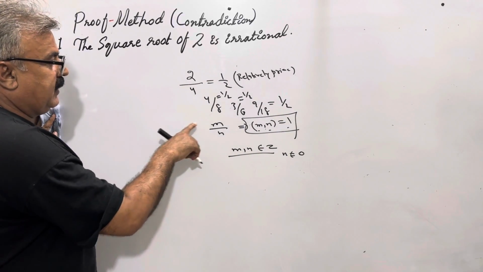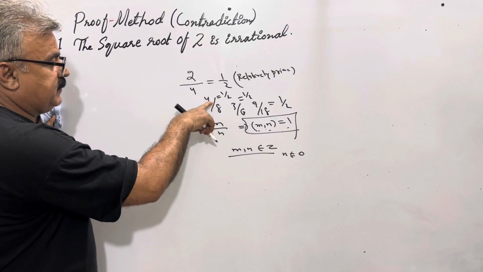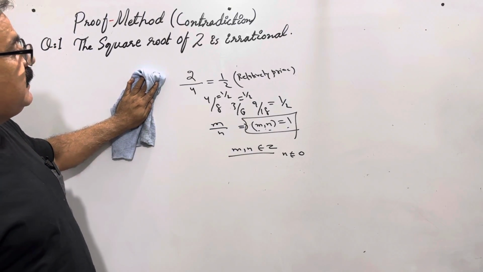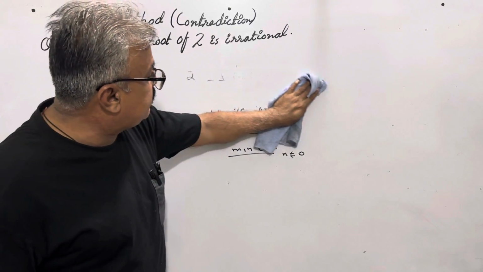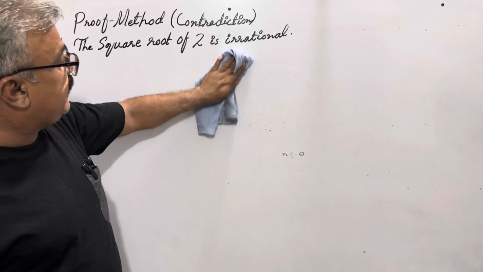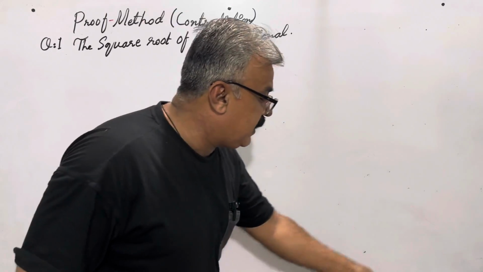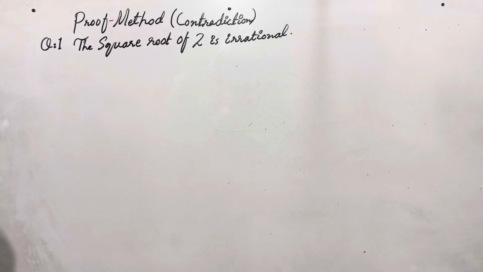For a rational number, they must be relatively prime. There must be no common factor except one in the case of rational numbers. Now we are about to arrive at the contradiction. Let's see how.